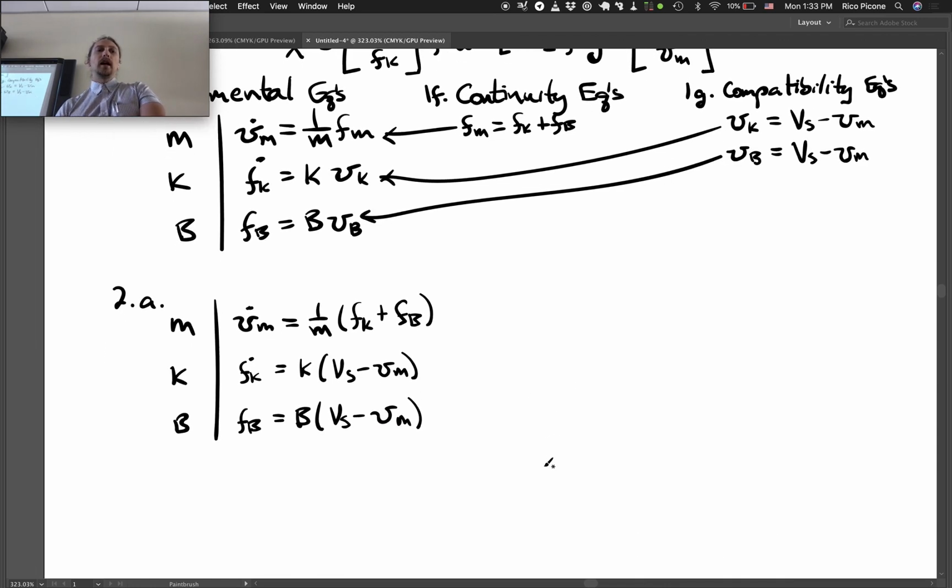Okay. Now, the next step in this process is to take these equations and reduce it down to n, the order of the system, 2 in this case. 2 differential equations in only state variables and inputs. I'll give you guys a minute to think about that while I grab my laptop chair.